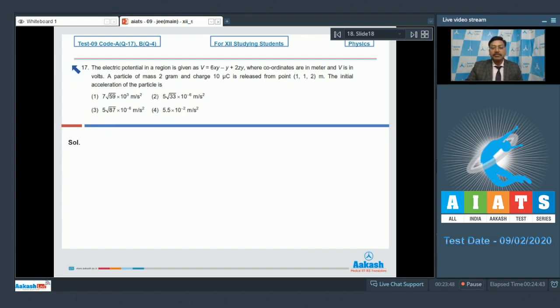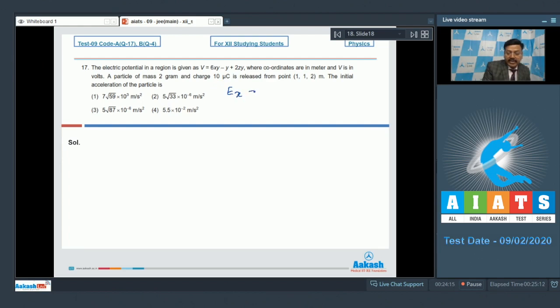Well, what are the concepts involved here? Of course, the concepts of electrostatics are involved. What we can do is, from the expression for potential, we can find the field, and the force on the particle is charge multiplied by electric field. Divide that by mass of the particle and we get acceleration. Now to find the electric field, all three components let's work out.